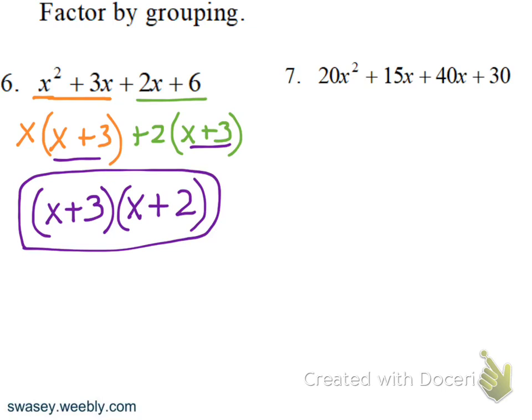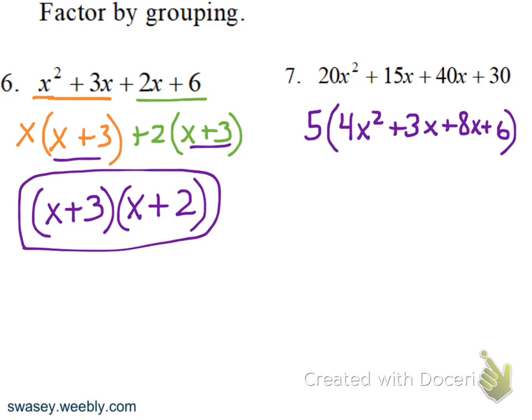As I said on the last one, you should look for a greatest common factor first. On this one, any number that ends in 5 or 0 is divisible by 5, so we can start by factoring out a 5 from everything. So 20x squared divided by 5 is 4x squared. 15x divided by 5 is 3x. 40x divided by 5 is 8x. And then 30 divided by 5 is 6.